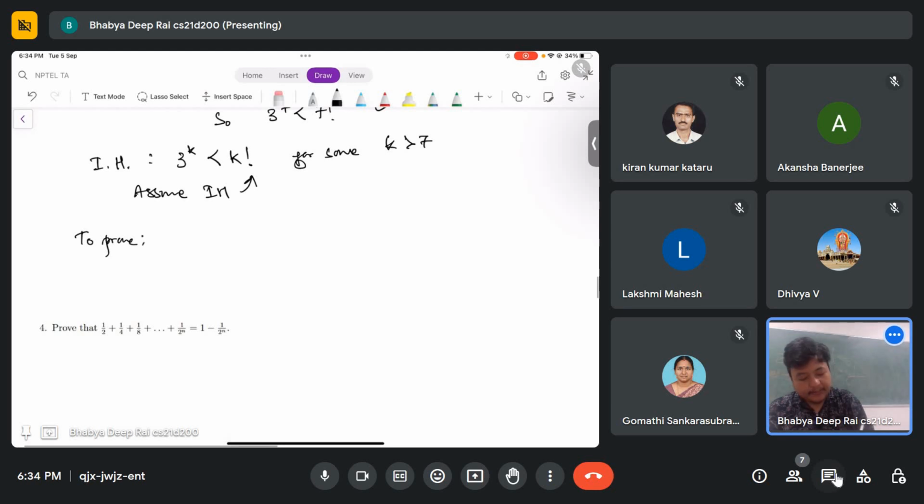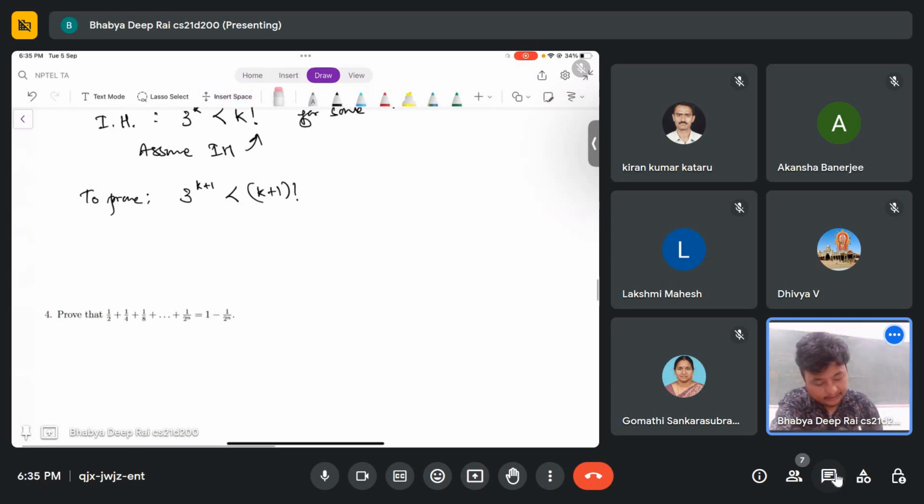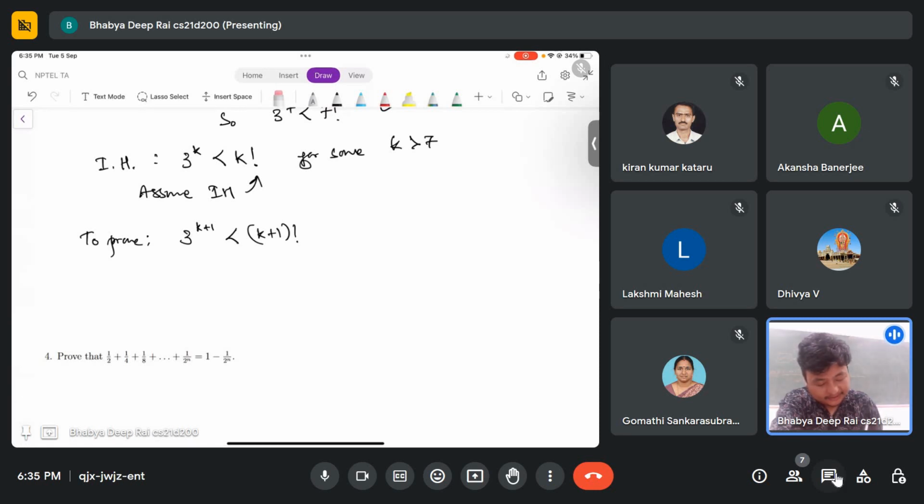To prove 3 to the k plus 1 is less than k plus 1 factorial, not for the same k. This is what I need to do. So how do I go about doing this? Let us look here. Now 3 to the k plus 1 can be written as 3 times 3 to the k, because powers add up on multiplication, and we want this to be less than k plus 1 times k times so on till 2 times 1.